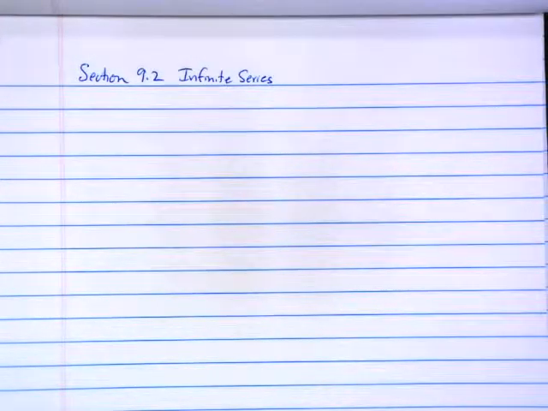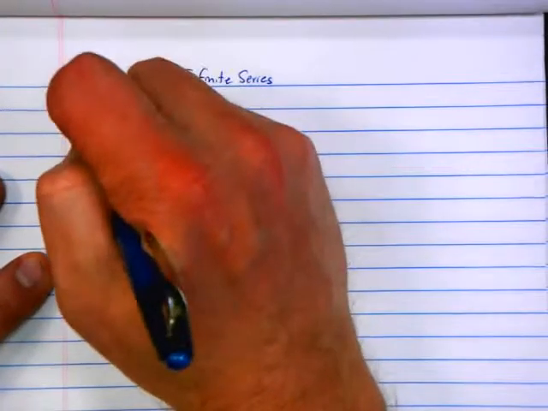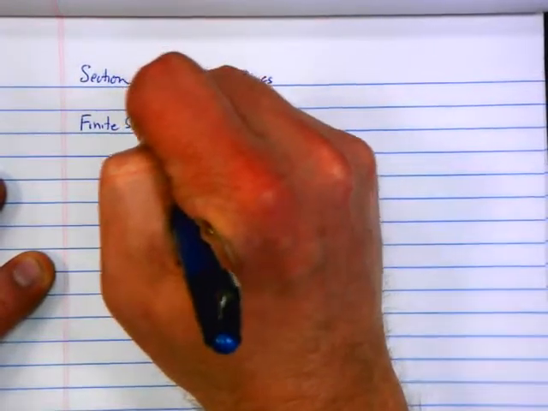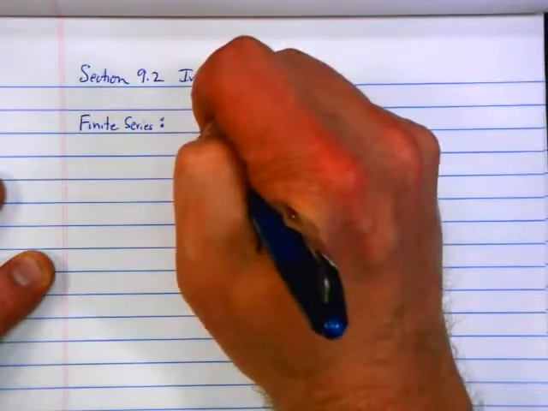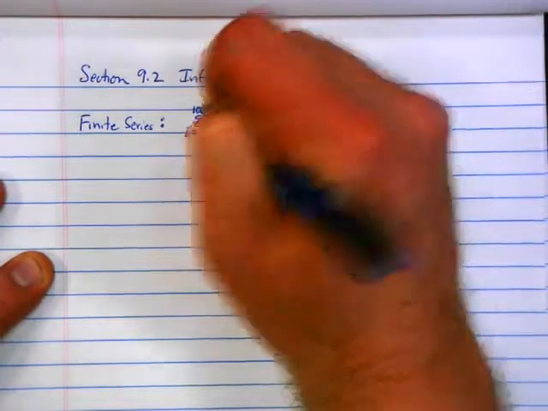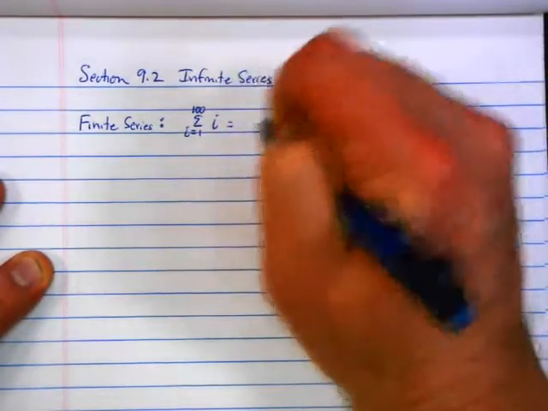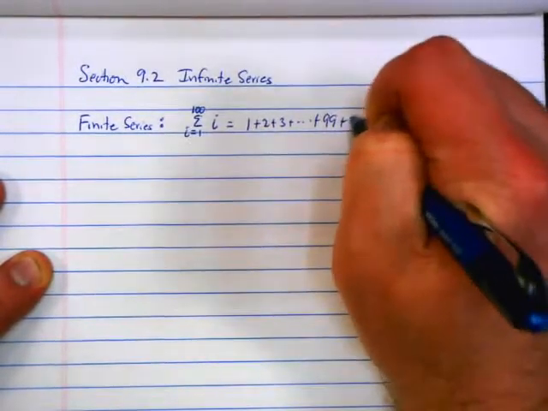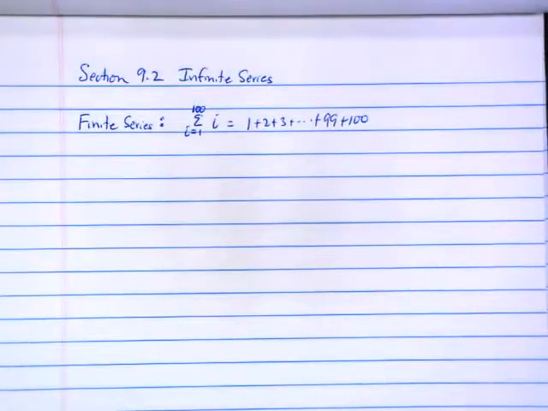Section 9.2, we're going to start studying infinite series. In Calc 1, you studied a little bit about finite series. For example, we had something like the sum from i equals 1 to 100 of i, which was 1 plus 2 plus 3 up to 99 up to 100. And we had some rules for evaluating these sort of things.